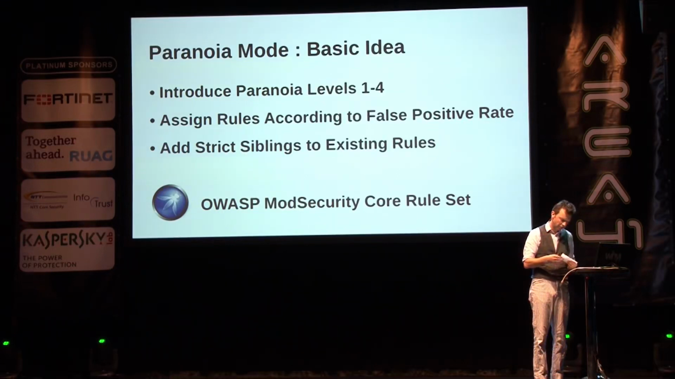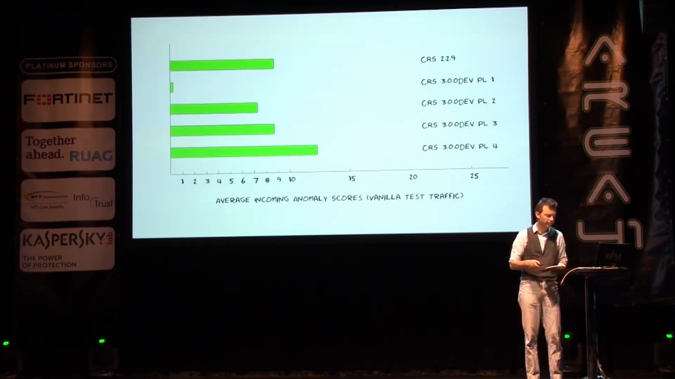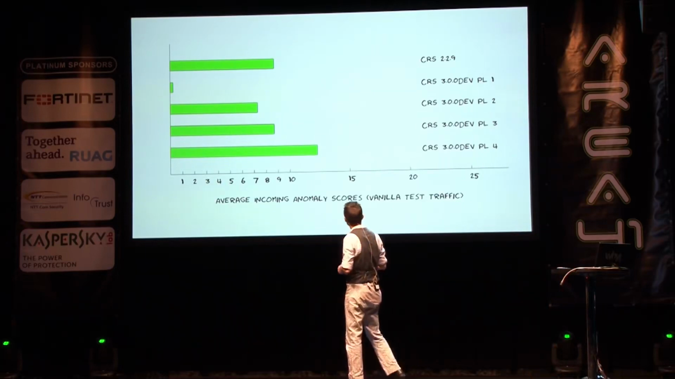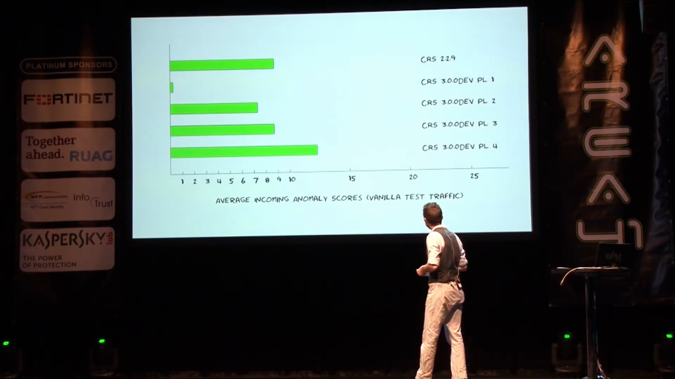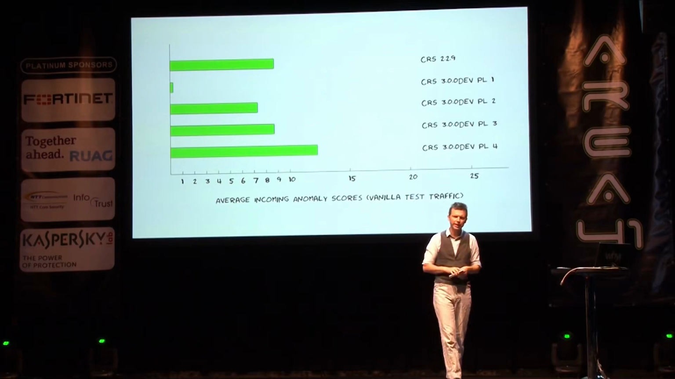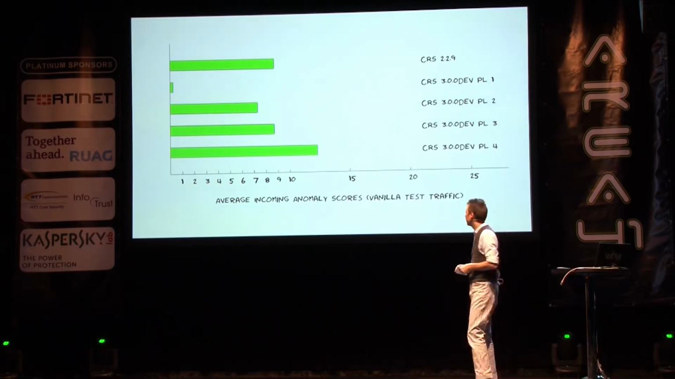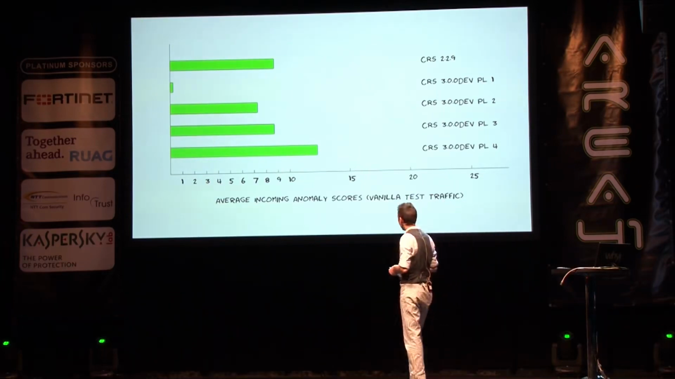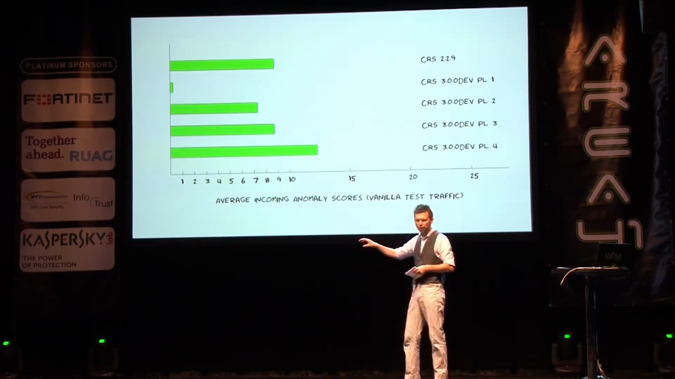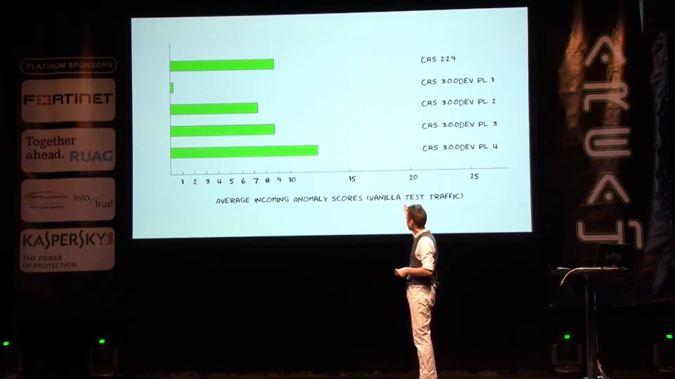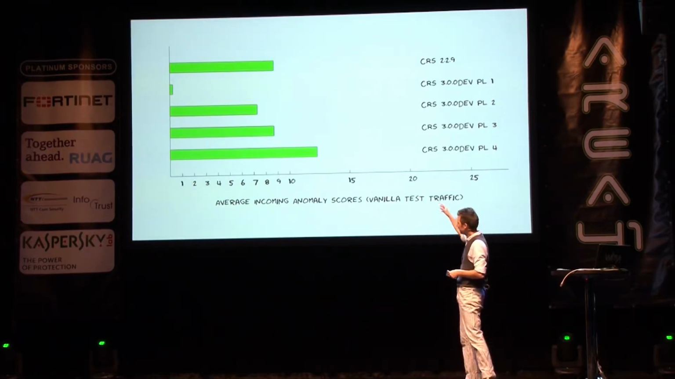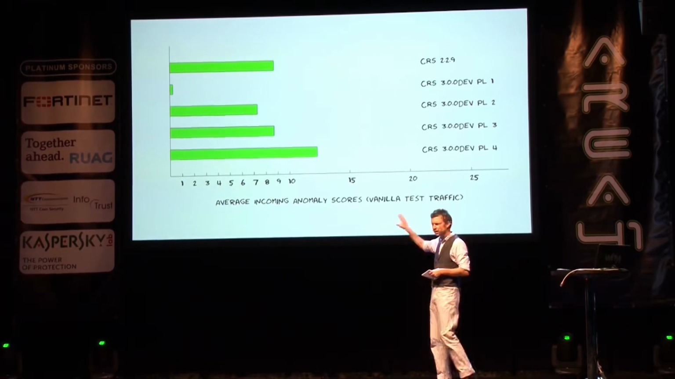And with this, we ended up with first statistics. So what you see here is 5 different installations. In the top bar, you see the stable release, the CRS 2.2.9. And then the very small bar, that's the 3.0 development release with a default paranoia level of 1. What we see is the average incoming anomaly scores. So of all the requests, this is the average score. And as you can quickly see, the average anomaly score is coming way down with the new paranoia mode. This immediately translates to false positives. That's a lot fewer alarms.